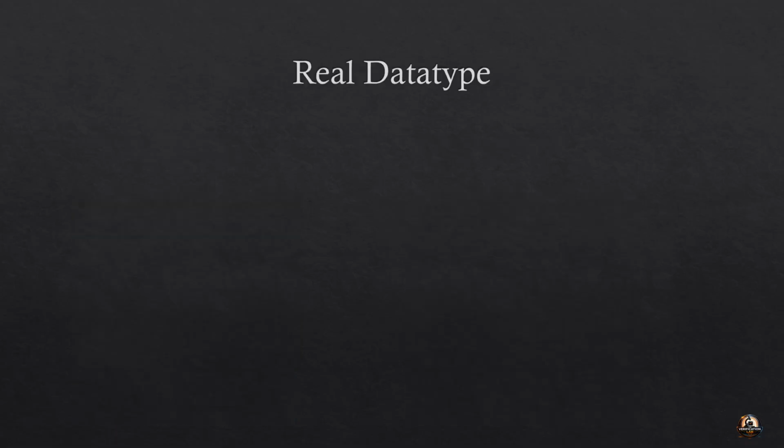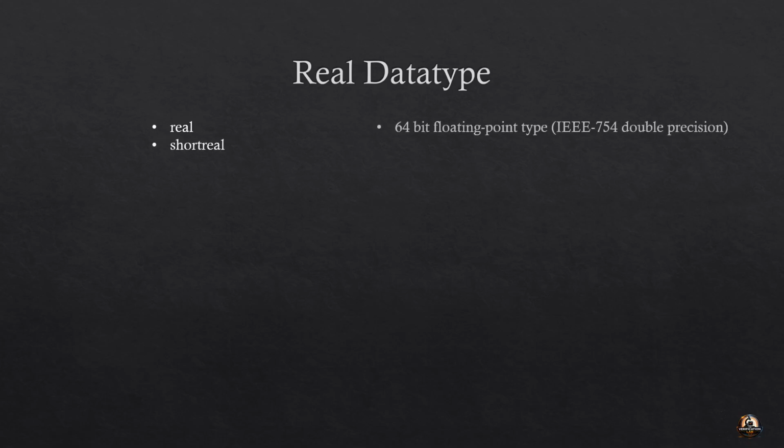Now let's move to the real data type. So real data type has real, shortreal. So real are the data types which can store decimal values. So 64-bit floating point if we use only real, and it is IEEE 754 double precision standard. Then we have shortreal, it is 32-bit floating point, IEEE 754 single precision.